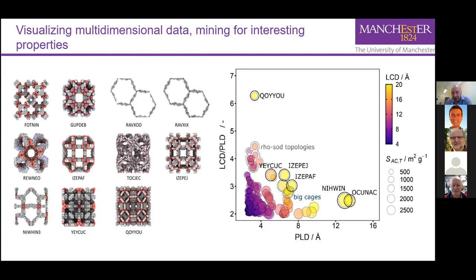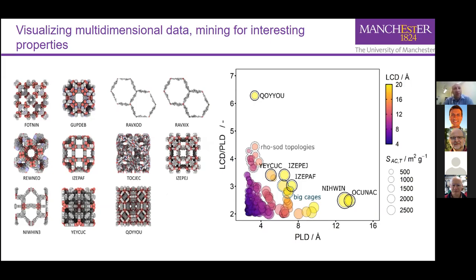They do indeed show these very interesting properties here. And an example of this material is shown here. Unfortunately, I cannot make it interactive, but if you rotated this material around, you would realize that indeed it has this material shown over here. It has very large cages separated by very small windows or channels, I would say.